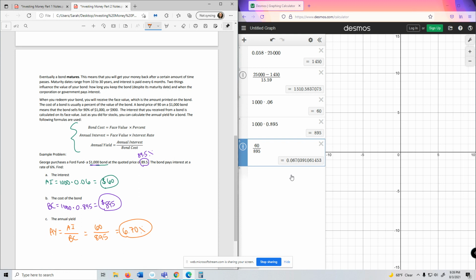Anytime we're dealing with yield, that's a percent, so go ahead and switch your answer into percent form. In Canvas, that'll be fairly obvious for you because you'll have a percent sign near your answer.